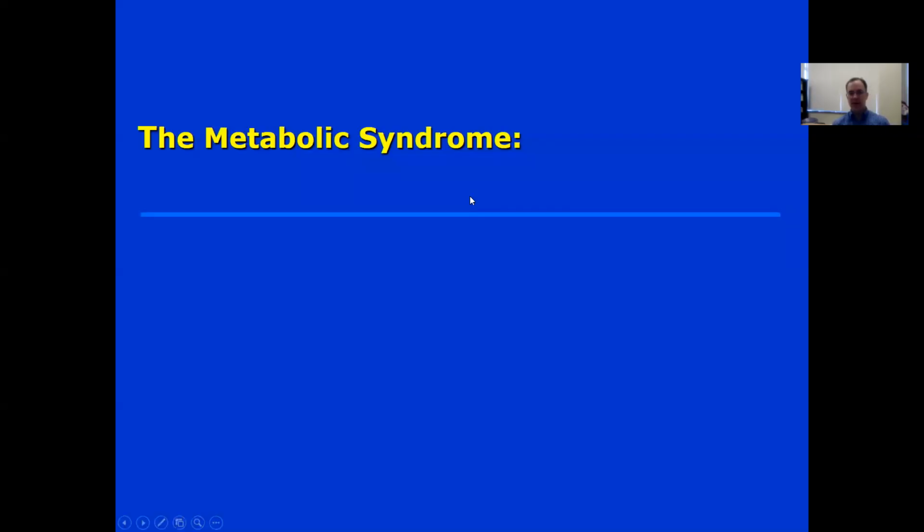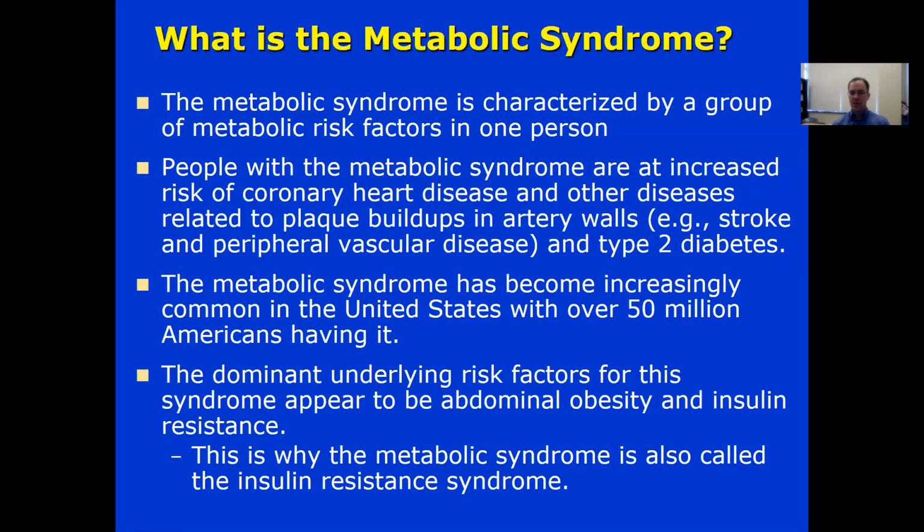All right, the next section in lesson 5 is the metabolic syndrome. You may have heard this in other classes, but we're kind of bringing together a lot of the terms and symptoms and disease risks that we've talked about previously. So the metabolic syndrome is characterized by a group of metabolic risk factors in one person. People with the metabolic syndrome are at increased risk of all sorts of metabolic diseases, coronary heart disease, plaque buildup, stroke, type 2 diabetes. It affects over 50 million Americans and counting.